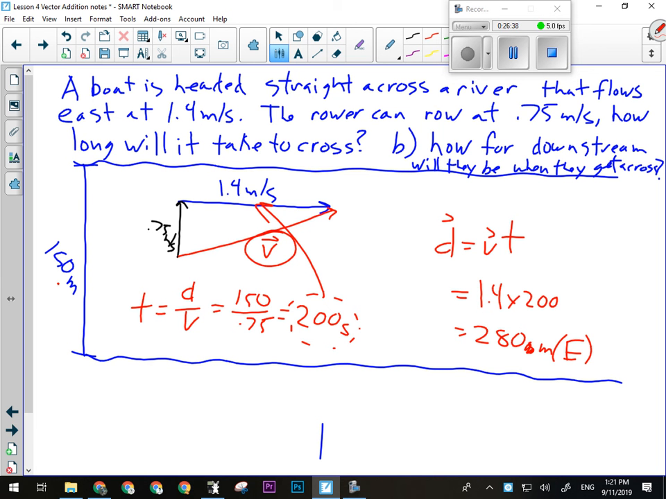Does anyone need this one anymore? Place question. Wouldn't it be north and east? Because they're traveling. Nope. It only asked how far downstream I went. Downstream is east. Right? If it asked what's the actual displacement from one side to the other, then you're right. I would need to find out how long this red line is. I don't know that yet, and I don't need to know that for this question.